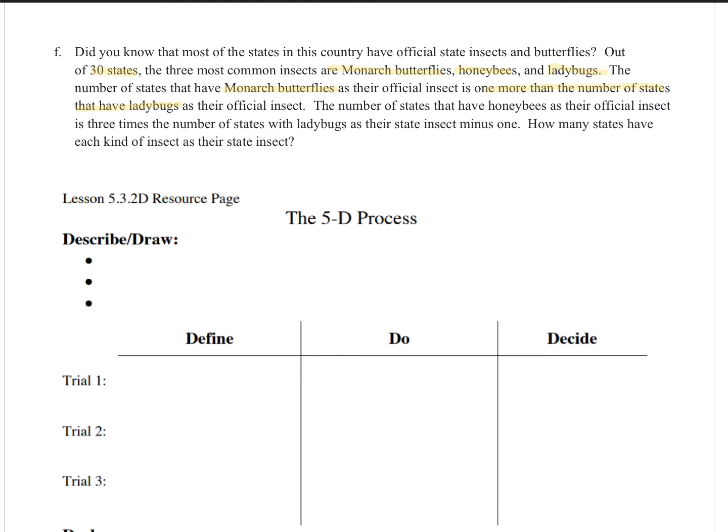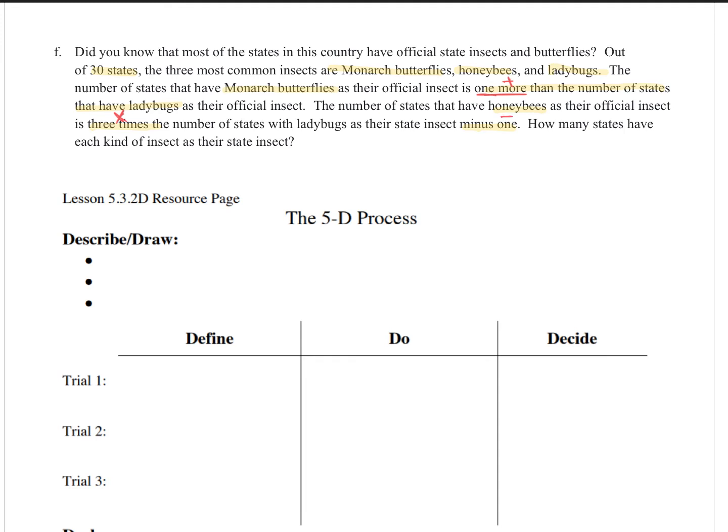So when we see one more, we should be thinking addition. Okay, addition there, plus one, all right? And it says the number of states that have honeybees as their official insect is three times the number of states with ladybugs minus one. Okay, so three times, we should be thinking multiplication, all right? Minus one, we should be thinking subtraction. So here we should be thinking multiplication, here we should be thinking subtraction.